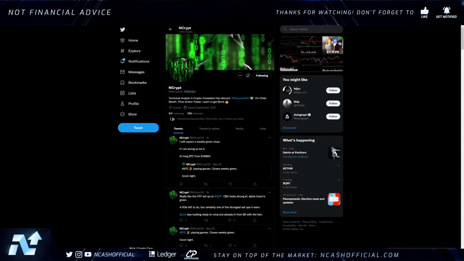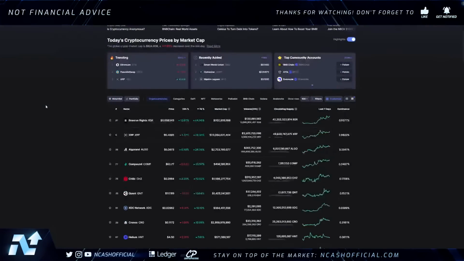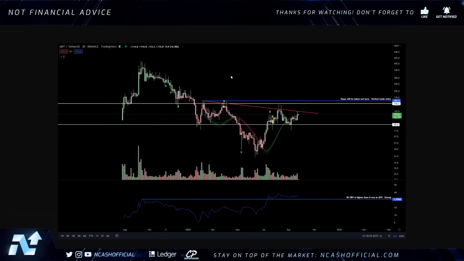And today we're actually going to be talking about the possible breakout that QNC could be having here shortly. I'm going to go and look at the chart that was sent in the Discord by Encrypt30. This is showing the OBV volume compared to the price action.